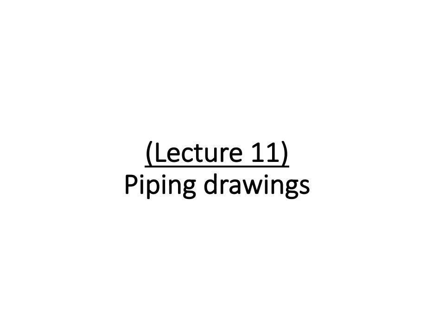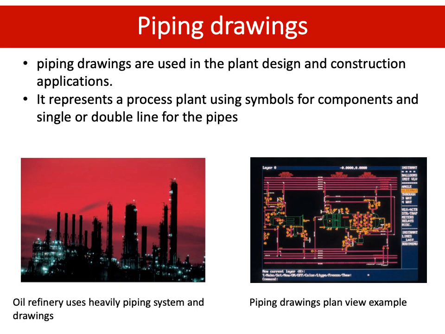This is going to be our last topic, where we are going to learn about the piping drawings. So I'm going to expose you to a bit about the piping drawings. The piping drawings are used in plant design and construction applications. They represent a process plant using symbols for each component, each equipment and everything. And as for the pipes, they will be represented by single or double lines.